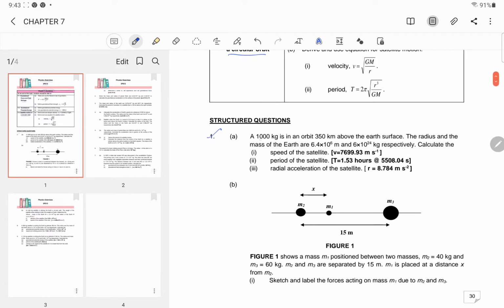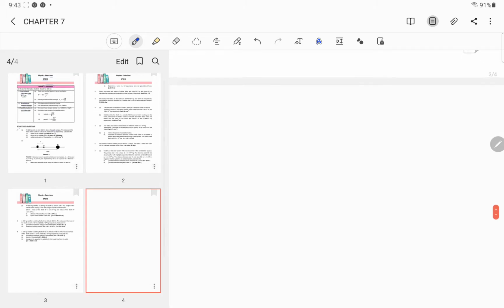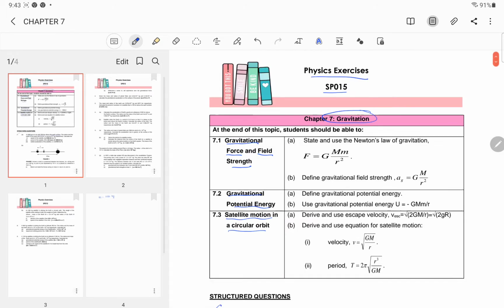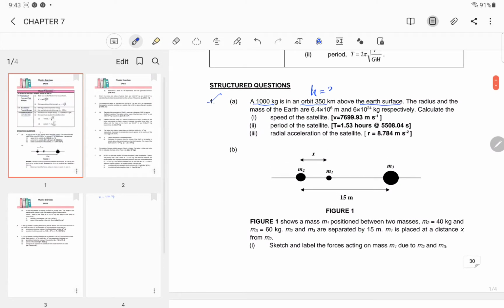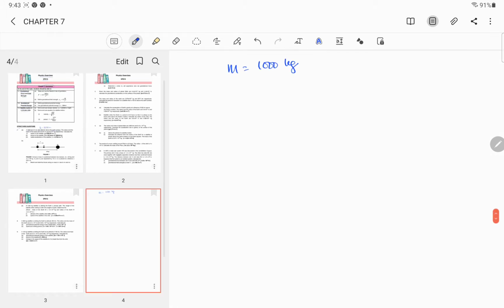Okay, so the question is: a 1,000 kilogram satellite is in orbit 350 kilometer above the Earth's surface. So the mass given is 1,000 kilogram. What did the question say? The question says orbit H. Okay, so H is 350 kilometer above the Earth's surface. So here we know.